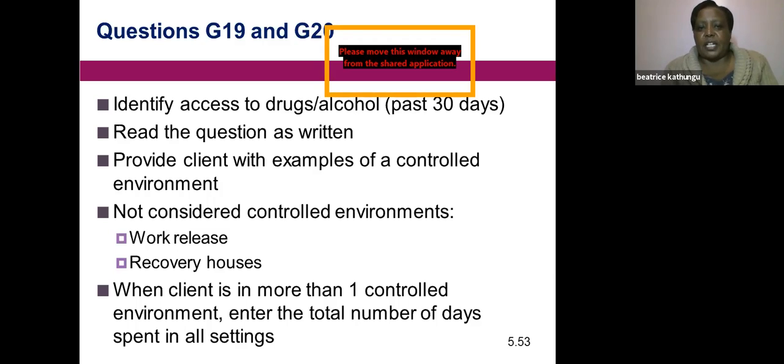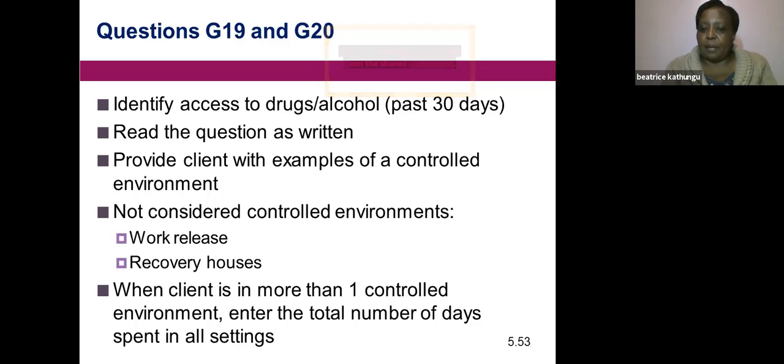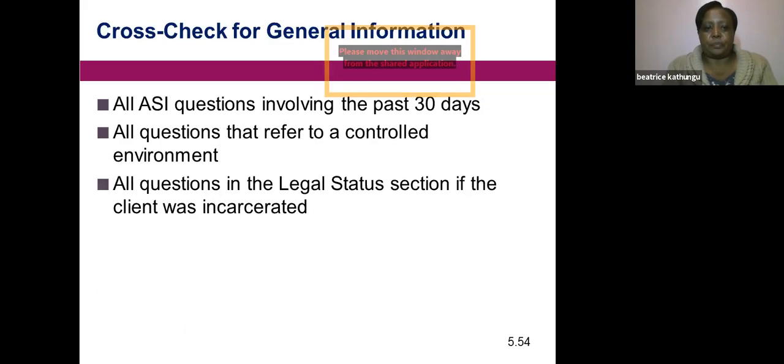Now, you're also reminded that for G19 and 20, if the client was in more than one controlled environment in the last 30 days, for example, maybe they were admitted in a hospital for some time and they were also in a treatment program for SUD, those are two places. You need to record where they spent the longer time, but when it comes to the number of days, you add up the total for all those settings.